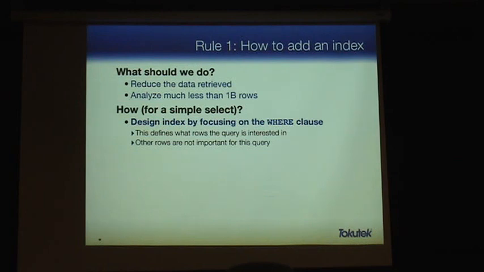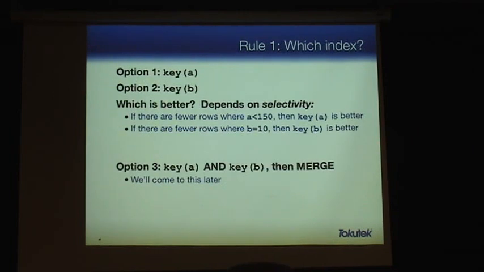So what do we do? Reduce it. So you want to design an index by focusing on the where clause. This defines what the query is interested in, and the other rows are not so interesting. So in this case, the where clause that we care about is this: where B is equal to 10 and A is less than 150. That's what we're going to focus on to figure out what index we can design to reduce the number of rows we are processing. Well, there are 3 options that sort of pop out. Option 1 is you use a key of A. Another option is you use a key of B.